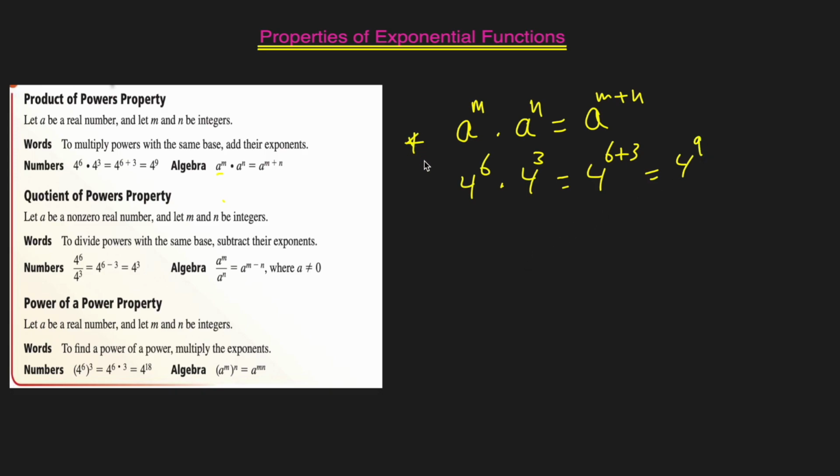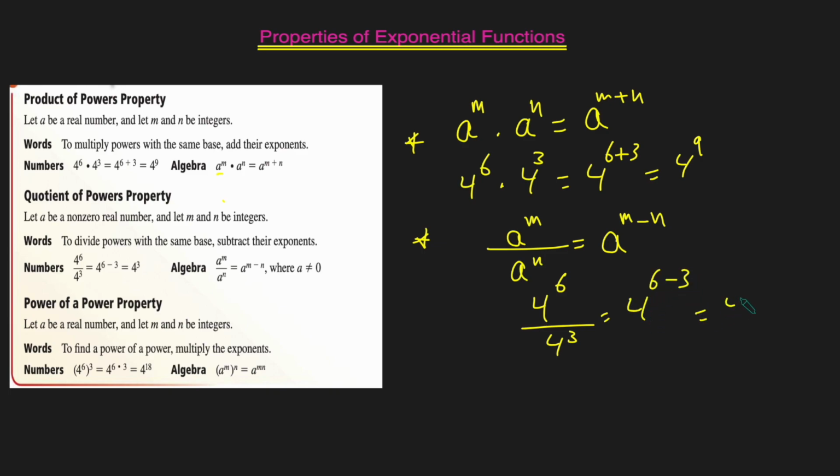The second property will be the quotient of power property. And that is, if we have two exponents with the same base that are divided, a to the m over a to the n, then you bring the bottom exponent and subtract it from the top. So it would be a to the m minus n. An example, if we have 4 to the 6 over 4 to the 3, that would be 4 to the 6 minus 3, and it would be 4 to the 3.